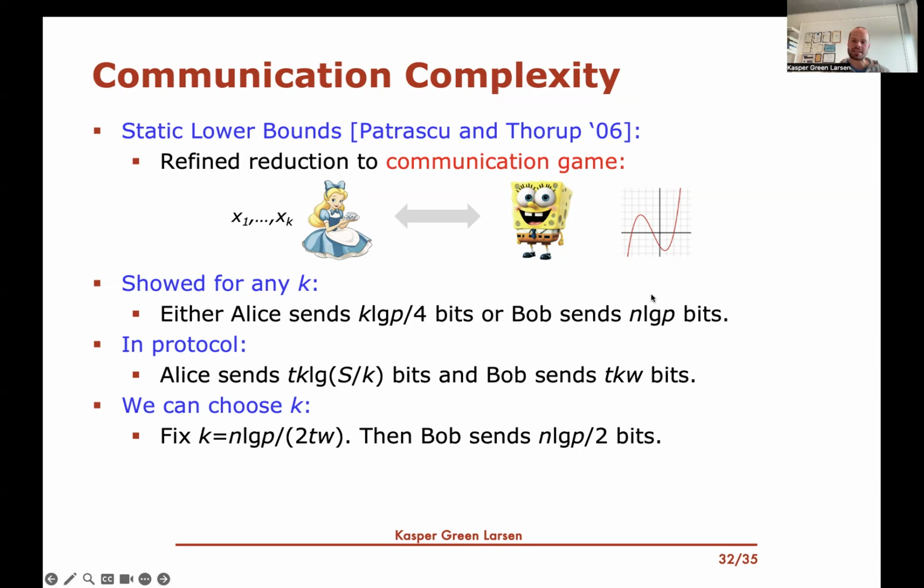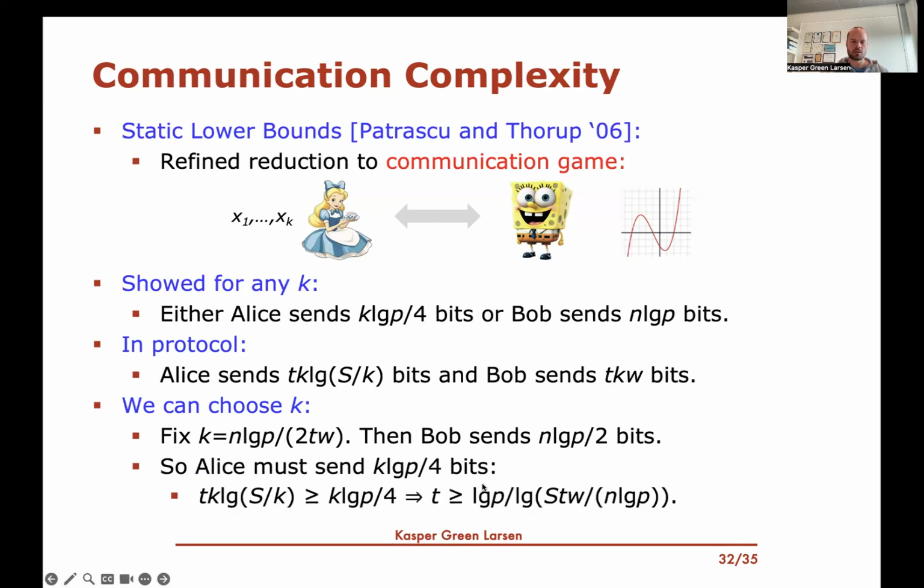So this means that Bob is not sending n log p bits in this protocol, which means that it must be the case that Alice's part of the communication is big enough, that Alice's tk log s over k bits is at least k log p over 4. So we really choose k as large as we can without violating Bob's part of the communication lower bound. So Alice has to send k log p over 4 bits. But she did send tk log s over k bits. So tk log s over k is at least k log p over 4.